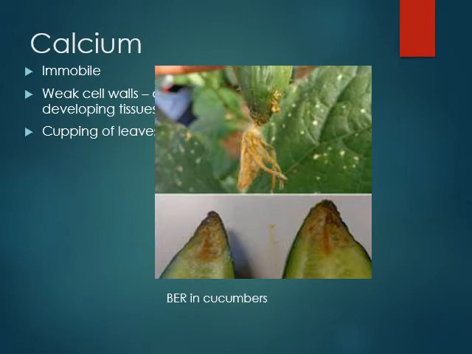Cucumbers will also get blossom end rot. A lot of times people just talk about tomatoes, but it happens in cucumbers. If the end of a cucumber rots easily or is soft, then you did not have enough calcium when that fruit was forming.